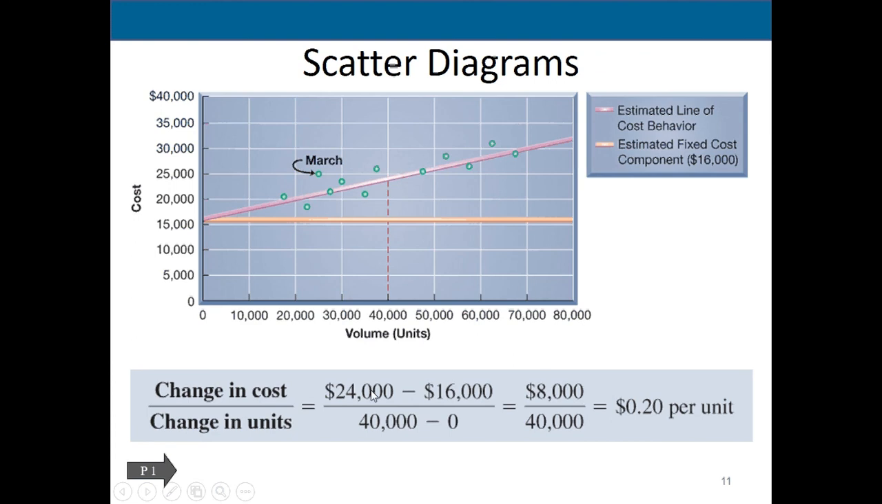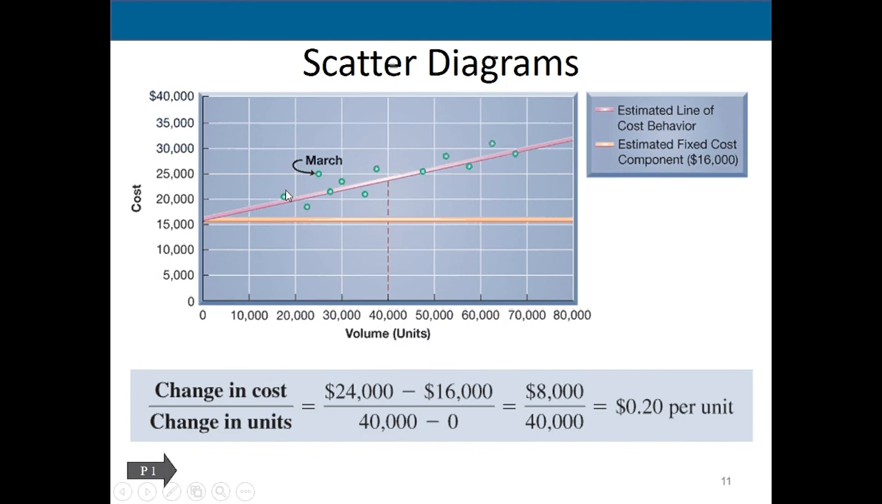Therefore, what's this got to be? If total cost is 24 and fixed cost is 16, well, that means that this must be variable, right? This has to be variable cost at that place and time. And at where is this? At 40,000. Okay, so it's 24,000 at 40,000, it's 16,000 at 0. So to find the slope, we take 8,000 over the 40,000, and that's 20 cents per unit. Really? Are you kidding me? That's why I'm like, this is the craziest thing I've ever seen. So we use the scatter diagram to figure out the variable cost is 20 cents per unit.